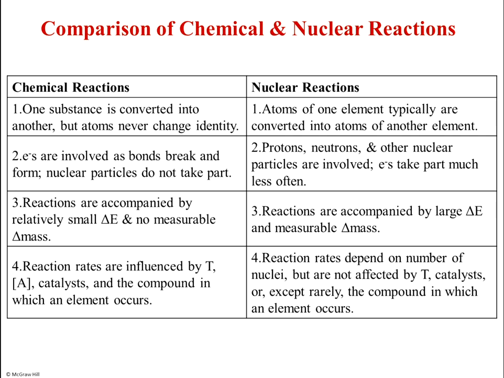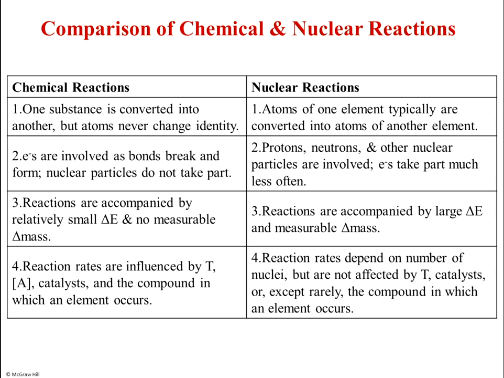As you've come to learn throughout this year, in a chemical reaction, one substance is converted into another, but the individual atoms never change their identities. In nuclear reactions, atoms of one element typically are converted into atoms of another element. In chemical reactions, electrons are involved in bond breaking and bond formation, but the nuclei do not take part. In a nuclear process, the protons, neutrons, and other nuclear particles are involved, and electrons take part much less often.